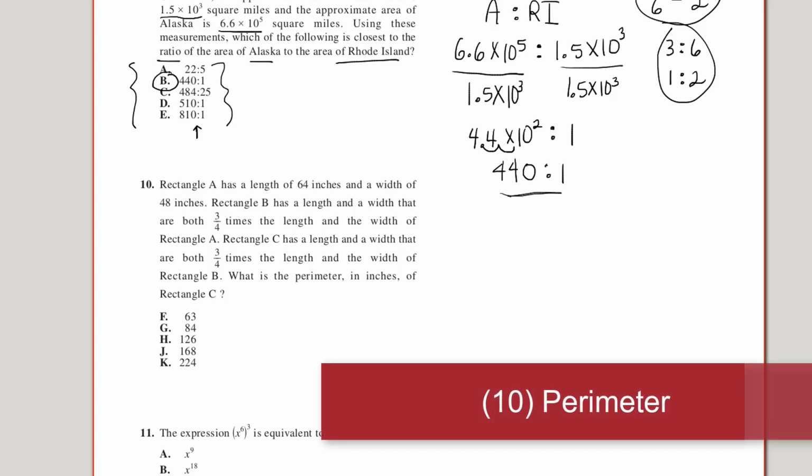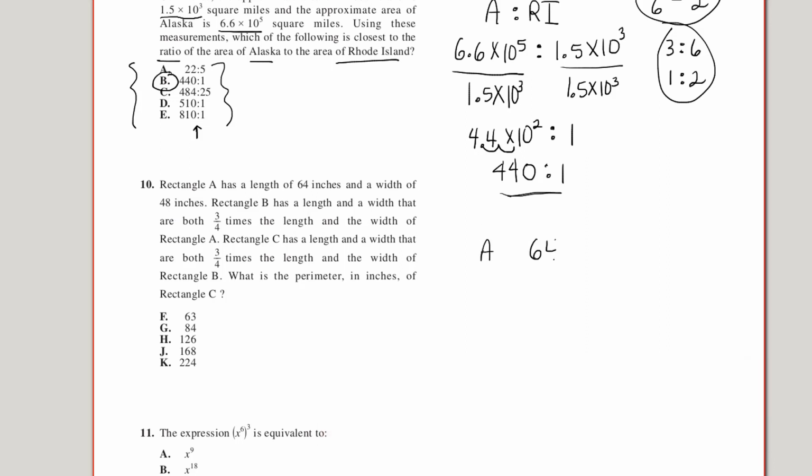Question 10 says that rectangle A has a length of 64 inches and a width of 48 inches. So we'll say rectangle A is a 64 by 48. Rectangle B has a length and width that are both 3/4 times the length and width of rectangle A. So it's going to be 3/4 of 64 by 3/4 of 48 for rectangle B. And then rectangle C has a length and width that are both 3/4 the length and width of rectangle B. So I'm just going to say 3/4 of B. And we'll use that information here.